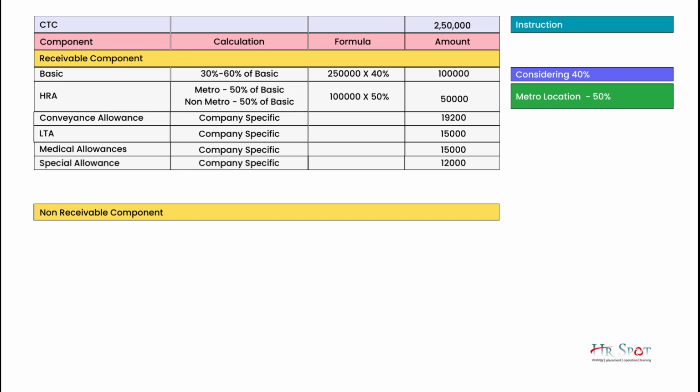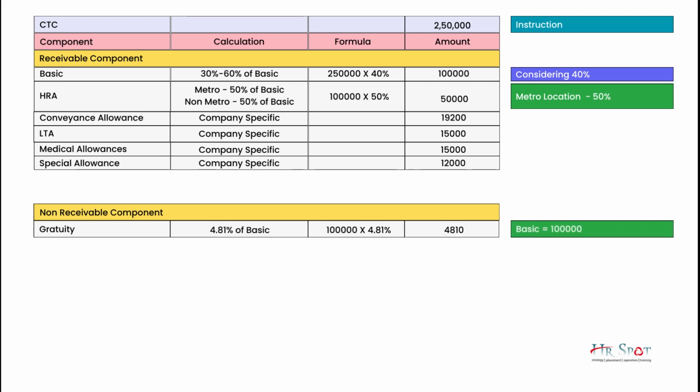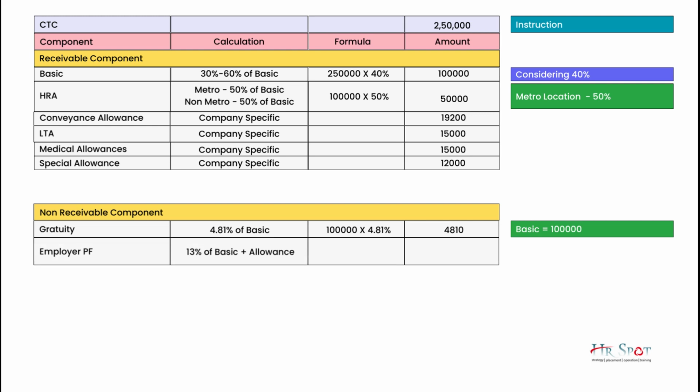In the non-receivable part, the first component we have included is gratuity, and we have already discussed that it will be 4.81% of my basic. So in this case, basic is 1,00,000. That means the gratuity will be 4.81% of 1 lakh. That means 4,810. Then we have employer contribution of PF, which is 13% of basic and all other allowances except HRA.